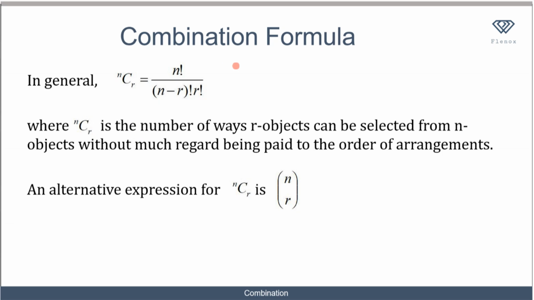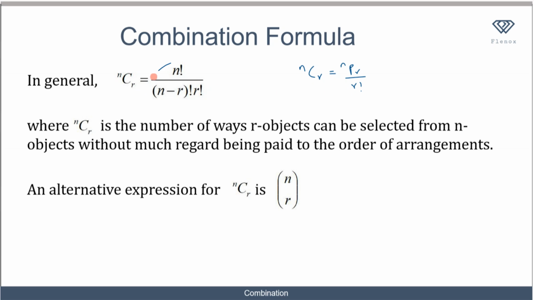In general, we can write that n combination r is equal to n factorial over r factorial times n minus r factorial. The only difference between our permutation formula and the combination formula is that we just included this r factorial. So n combination r is the same thing as our permutation formula, n permutation r, over r factorial. That is just the difference.